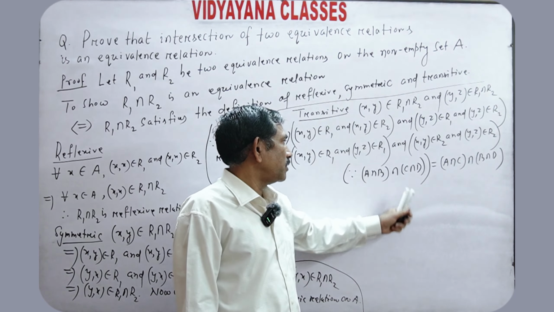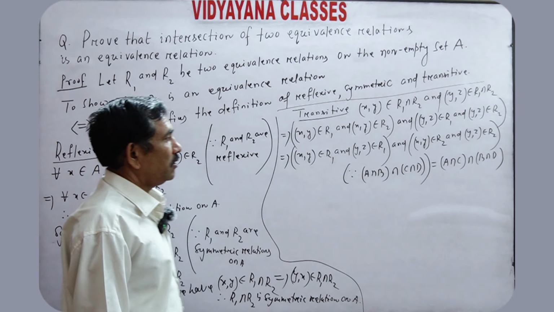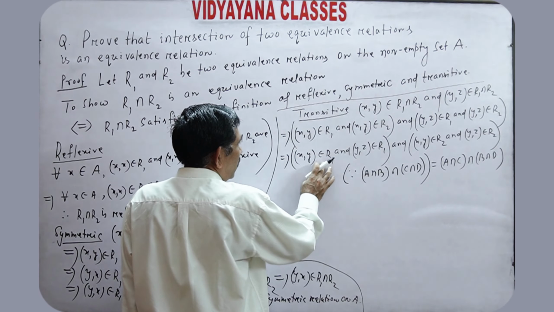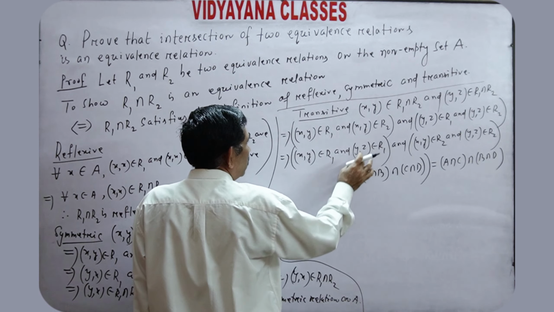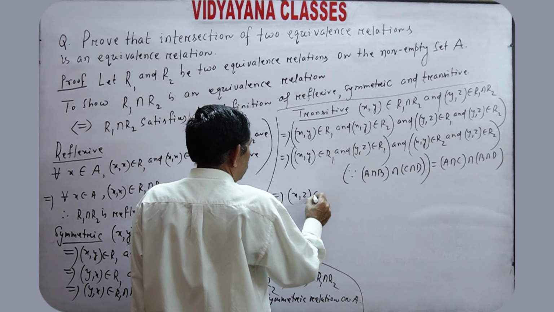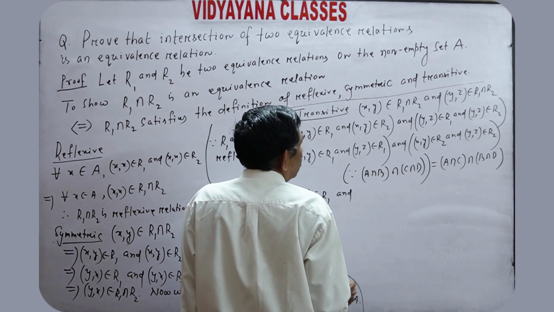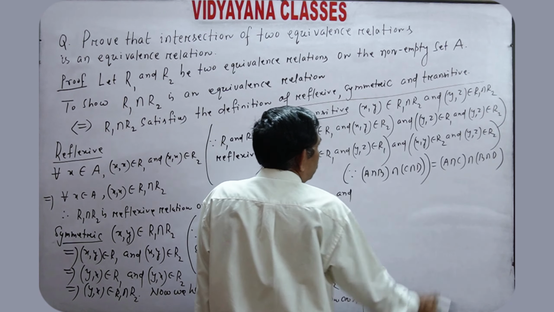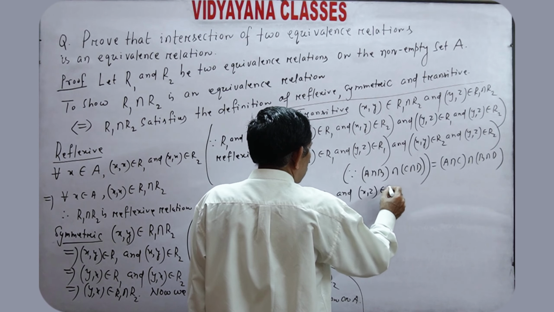Intersection is present everywhere, so we can interchange any two. Clear? Since XY belongs to R1 and YZ belongs to R1, XZ belongs to R1. And XY belongs to R2 and YZ belongs to R2, that is XZ belongs to R2.